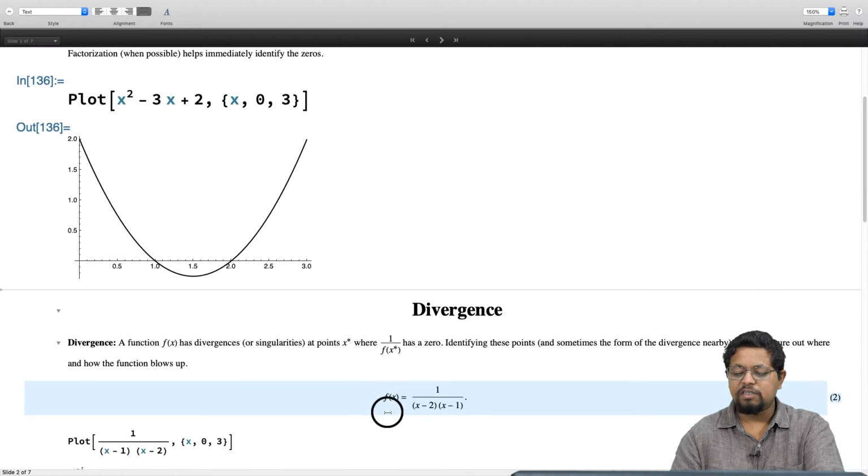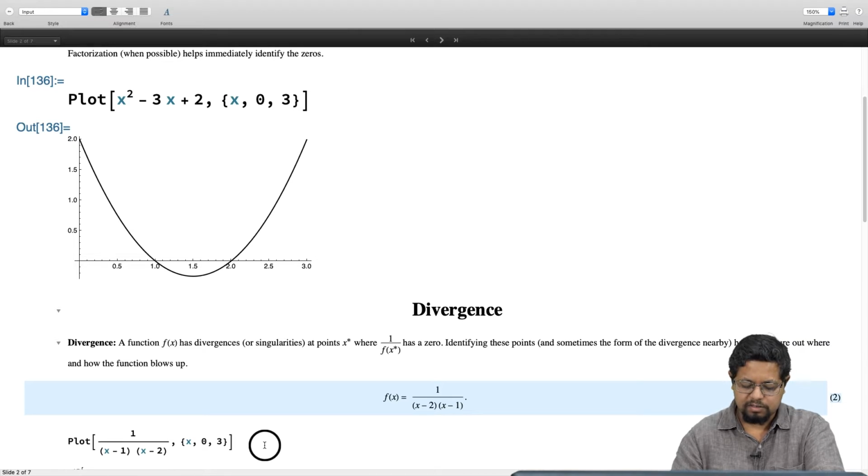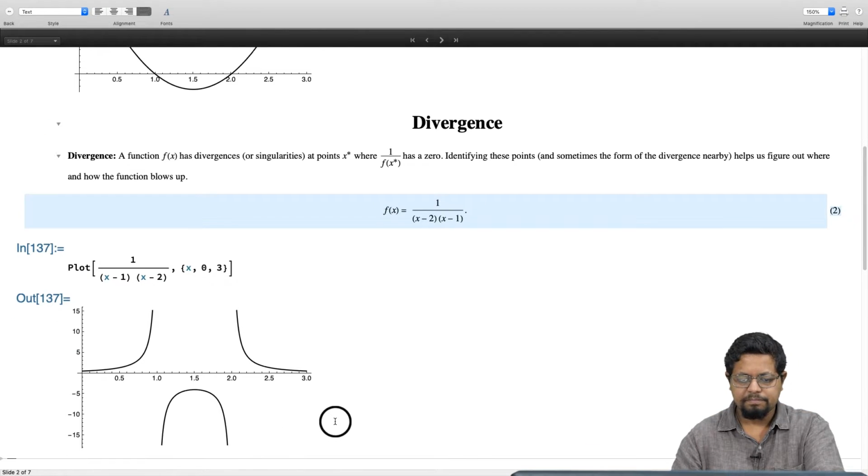f of x has a divergence if 1 over f of x has a 0. So 1 over f of x is x minus 2 times x minus 1. Therefore, the divergence for this function happens at x equal to 2 and x equal to 1. Let's plot this function and verify the same.